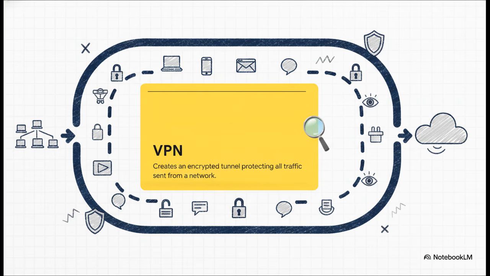Now, TLS is absolutely amazing, right? But here's the catch. It only protects one single connection at a time, like just your web browser talking to a server. What if you want to protect literally everything leaving your device, or even your whole local network? That is exactly where a VPN, or virtual private network, comes in. A VPN creates this massive, highly encrypted tunnel. Every single application, every connection you send through that tunnel is completely protected from outside eyes.